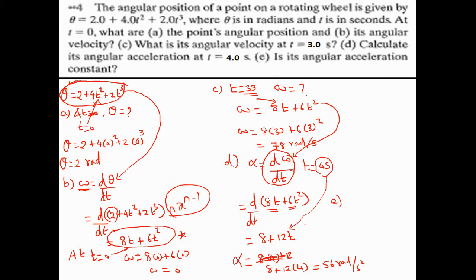Brother, listen, first of all, understand the question. If you put time t equal to 4 seconds, you got 56. If you substitute time t equal to 5 seconds, do you get the same 56? No. So that means your acceleration is not a constant. It always depends on the time. So it is not a constant. Clear?